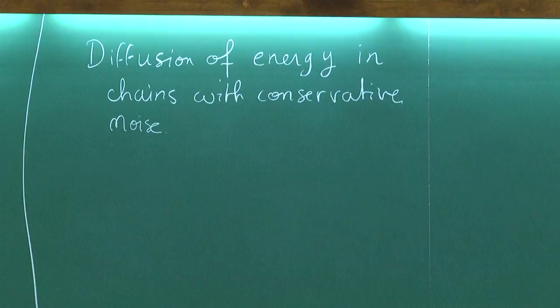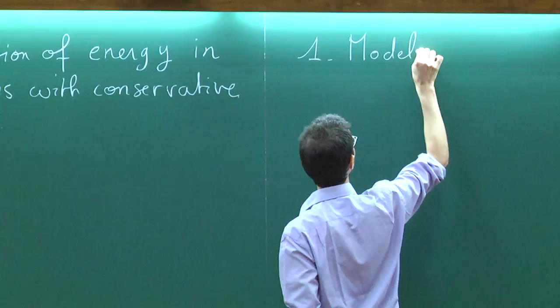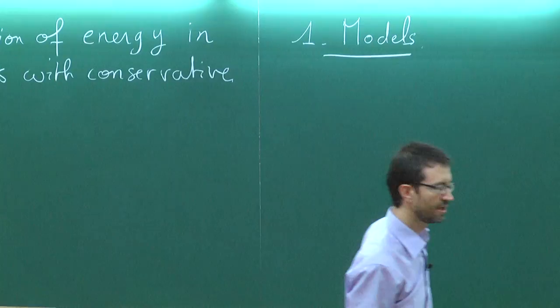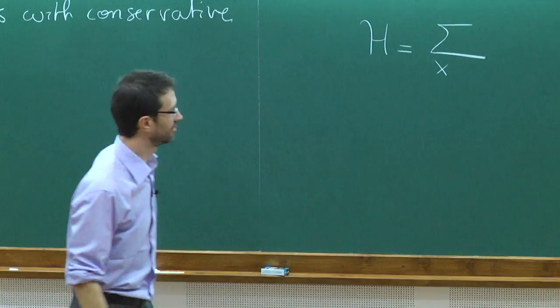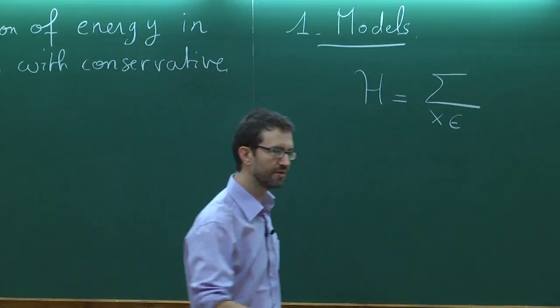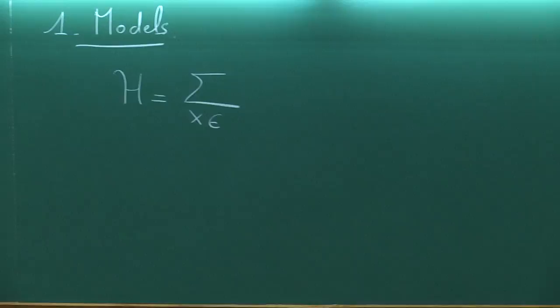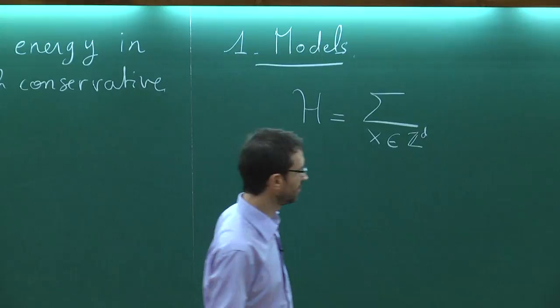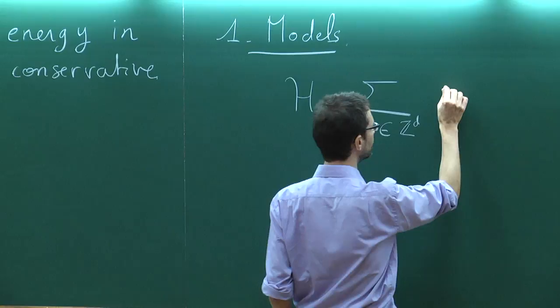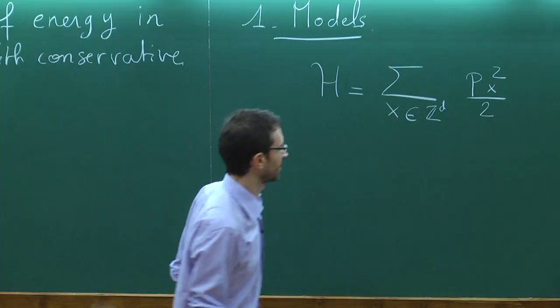So let me start with the model we are interested in. The models are the same as in Herbert's lecture. We consider some chains of anharmonic oscillators, which are described by some Hamiltonian H, which takes the following form. It is a sum over x. Usually I will take the infinite volume limit directly initially, so I consider the system on some infinite dimensional lattice, Z^d. Each x represents the equilibrium position of an atom, and each atom with equilibrium position x has some velocity p_x, so that the kinetic energy is p_x squared divided by 2.